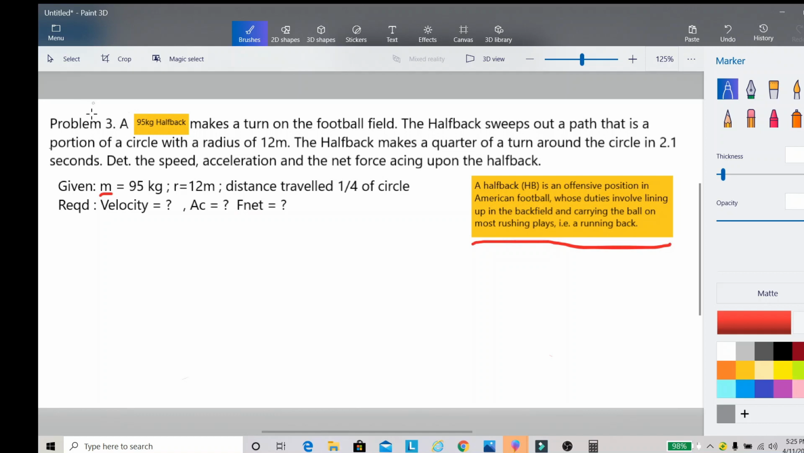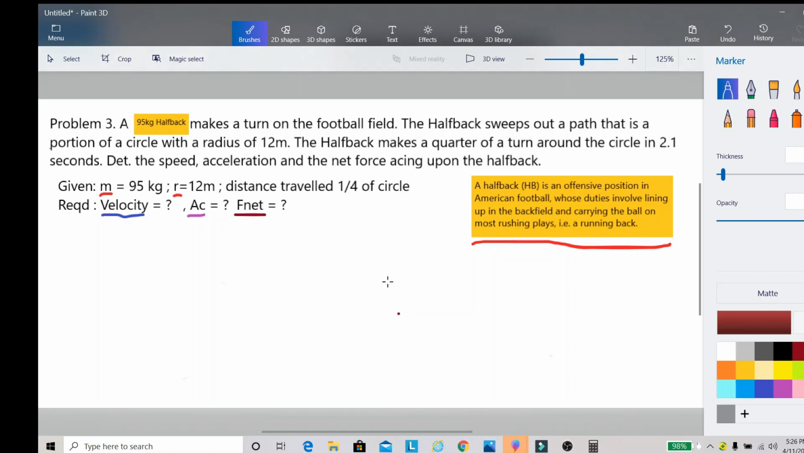And we are given the mass of that football player, which is 95 kilograms. And we are given the radius of the circle on which he turns. The distance that he traveled is one-fourth of that 12 meter radius circle. Now, we are required to find the velocity, and then the acceleration, and also the net force that is acting on the halfback.